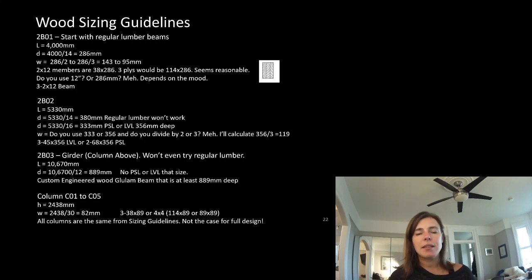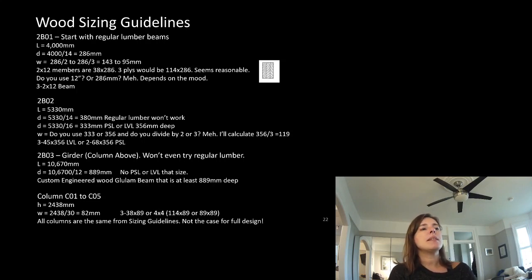I gave you a list of different glulam members. I'm not going to make you memorize or look into those because as much as that's what's in the wood code, different fabricators might actually make different depths. They're very much custom members.